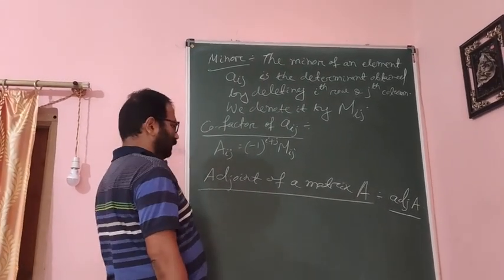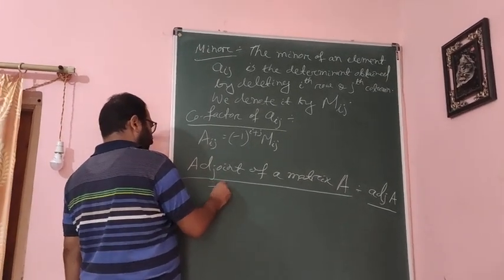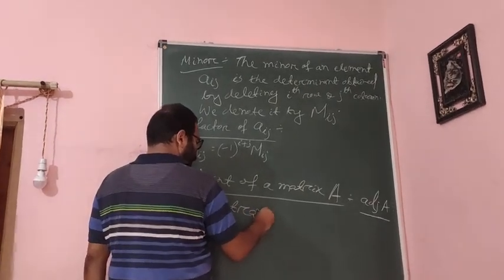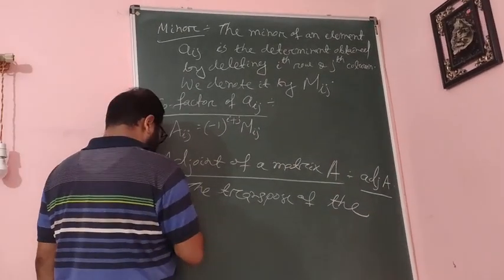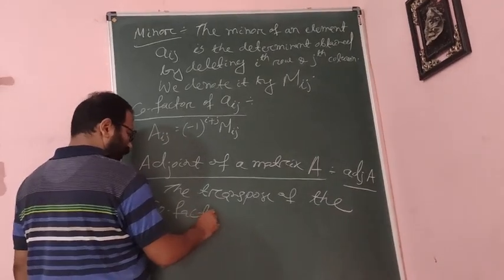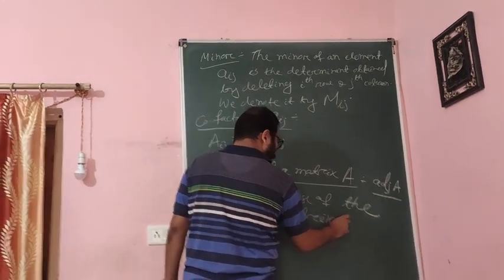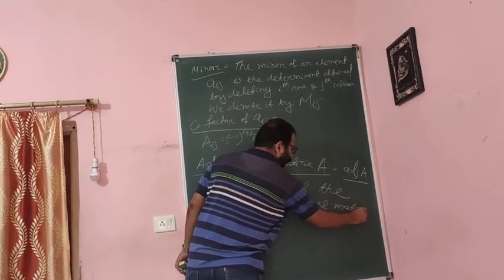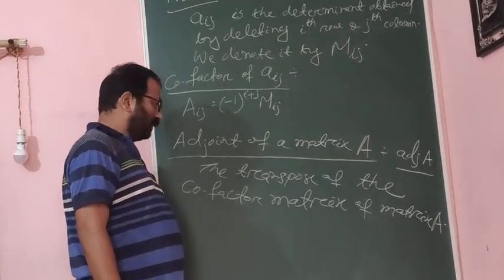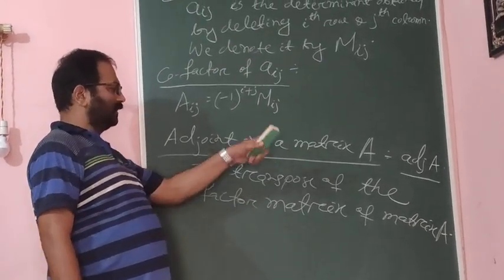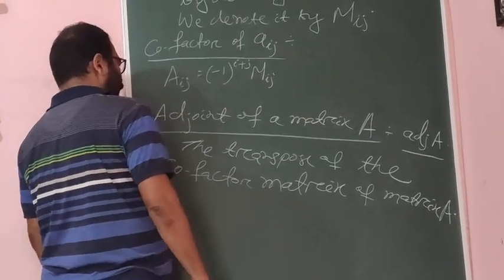Okay, so the adjoint of the matrix A is adj A. We denote it like this, and it is actually the transpose of the cofactor matrix of matrix A. So the transpose of the cofactor matrix of matrix A is called the adjoint of A. So now come to the example.